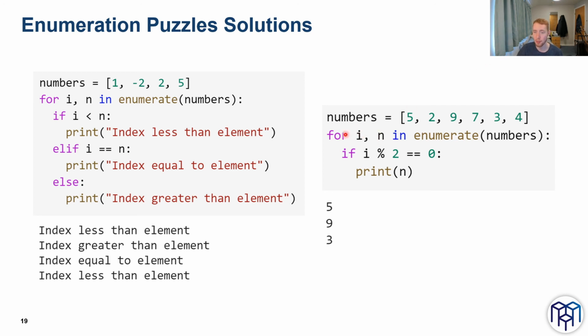And so we simply loop through the enumerated version of the list with i and n, and we use this percentage symbol, meaning the remainder. So the remainder when i is divided by 2 is 0 if and only if i is an even number. So if i is even, we print out n, and that's going to print out every other element of the list.